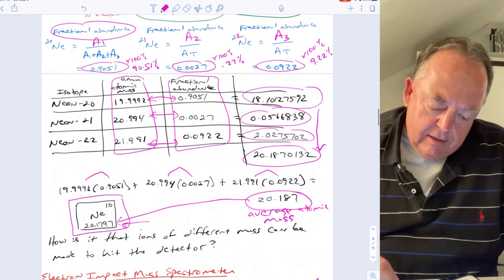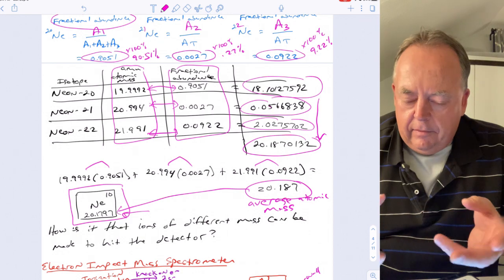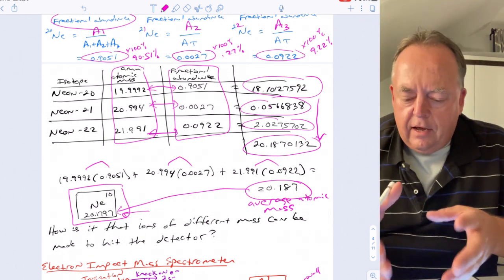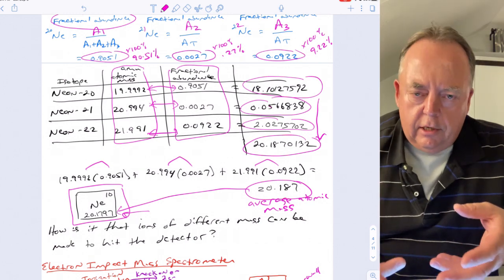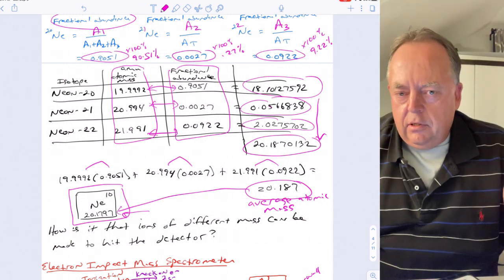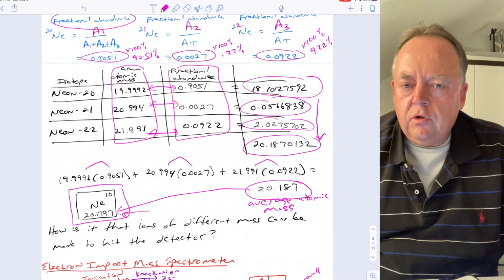And so different periodic tables have slightly different average atomic masses for elements, depending on where you find the sample in nature. Natural abundances or fractional abundances are pretty constant in nature, but there are very small variations depending on where the sample is acquired from.